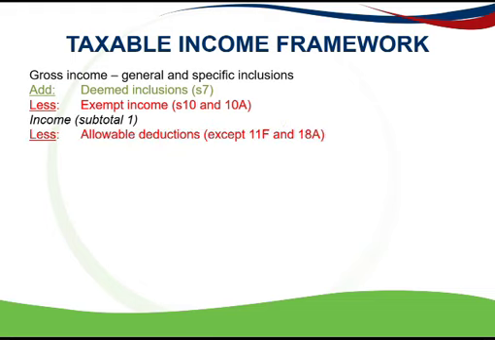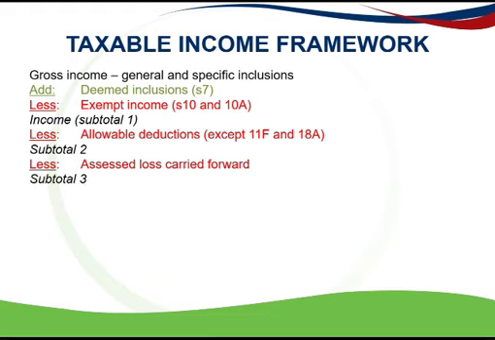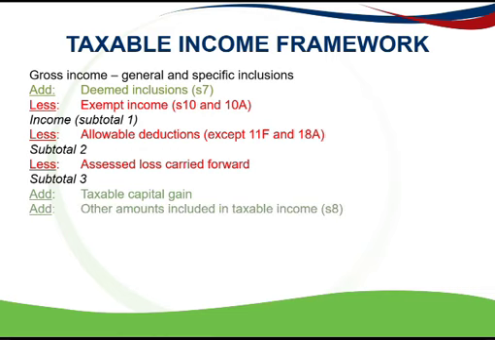From that, we can less any allowable deductions except for Section 11F and 18A deductions, which is our retirement fund and donations to public benefit organizations. And then we total our taxable income calculation again. After that, we can deduct any assessed loss carried forward from the previous year of assessment, and then we need to re-subtotal. To that, we will add the taxable capital gain, add any other amounts included in taxable income, like the unexpended portion of the travel allowance or subsistence allowances.